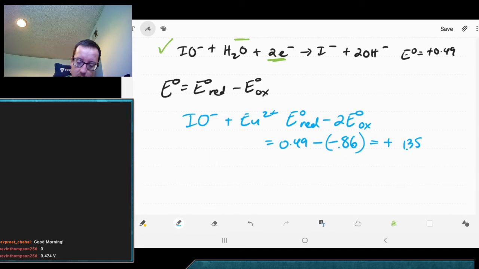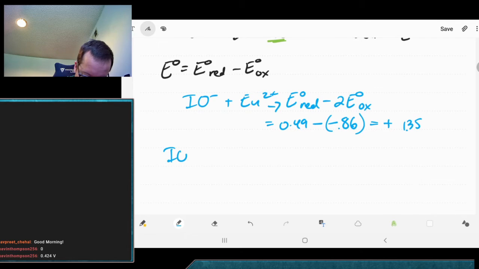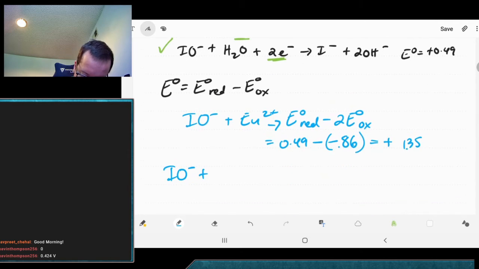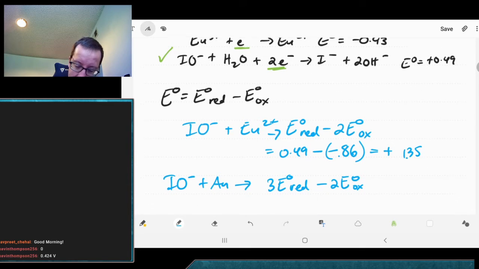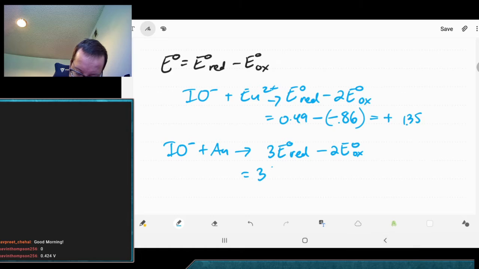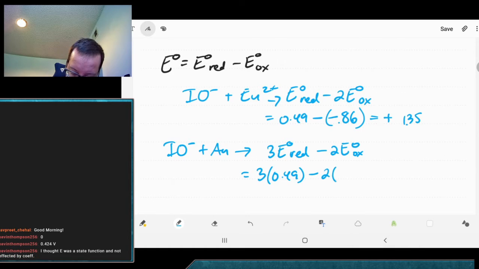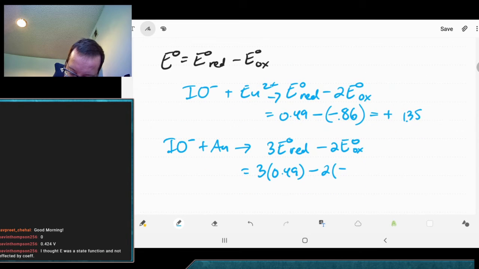If we couple the other one though, if we take this one plus the gold reaction, this time we're going to need 3 times our reduction potential minus 2 times our oxidation potential. And so that'll be 3 times 0.49 minus 2 times negative 0.86.